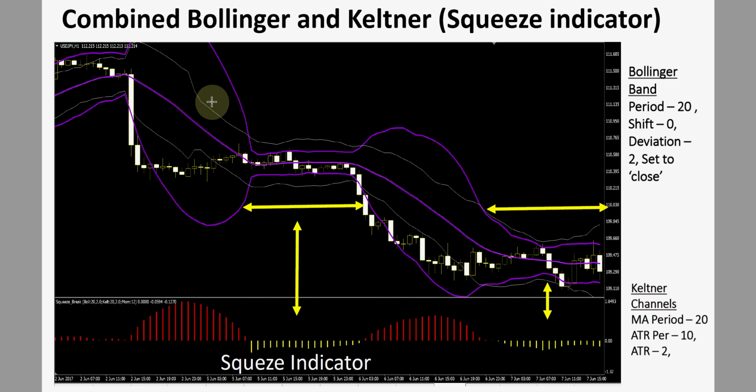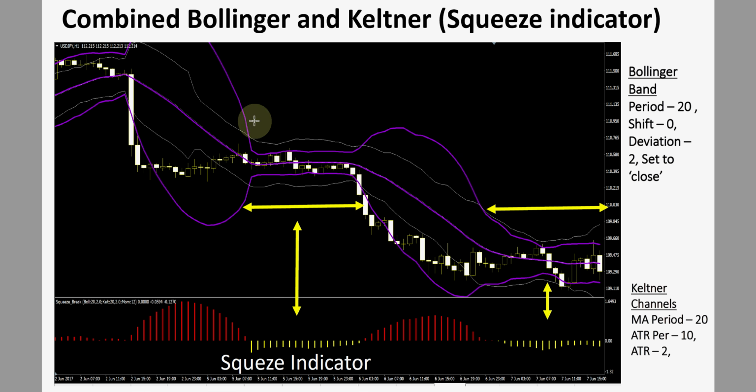Initially, the Bollinger Band is outside the Keltner channel. This is the Keltner channel inside. This is the Bollinger Band outside. But as volatility reduces and reduces more, the Bollinger Band now finds itself inside the Keltner channel. This is what we call the squeeze, the choppy market, the range trading.